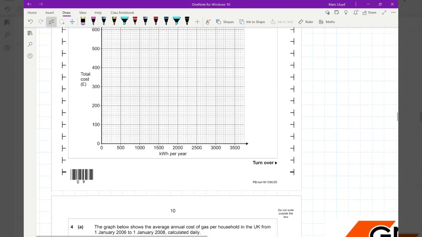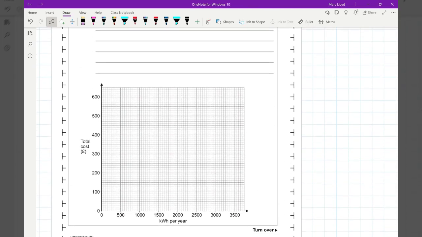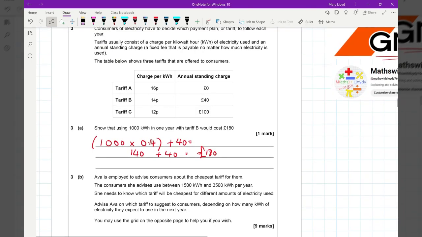So we've got a grid here. Now, this is all about graphing, and I used simultaneous equations to solve this, but I'm not going to do that now. I'm going to try and draw the graph. So our first graph, the charge per kilowatt hour, this is going to be the gradient, and then the annual standing charge is the y-intercept because that's the constant one.